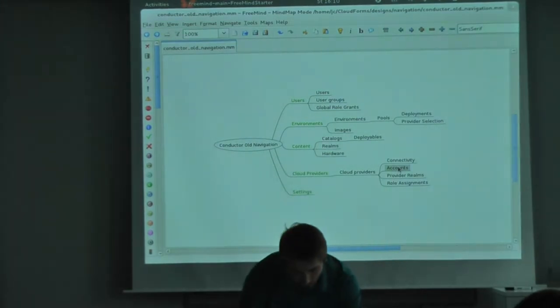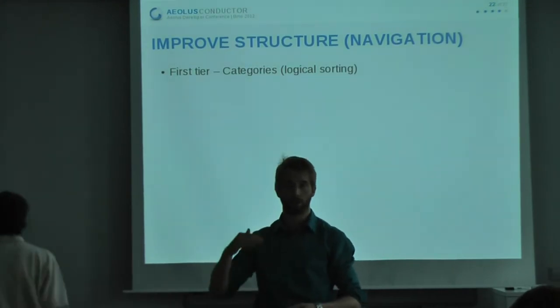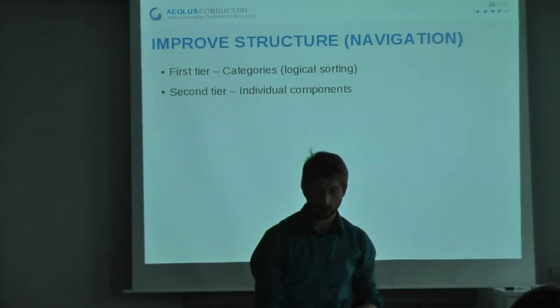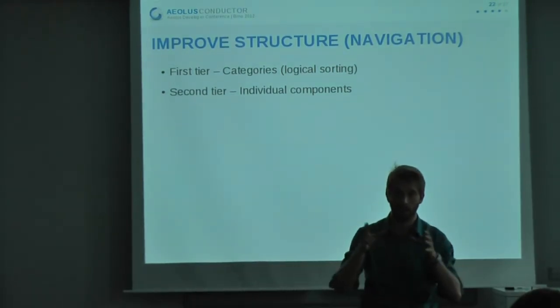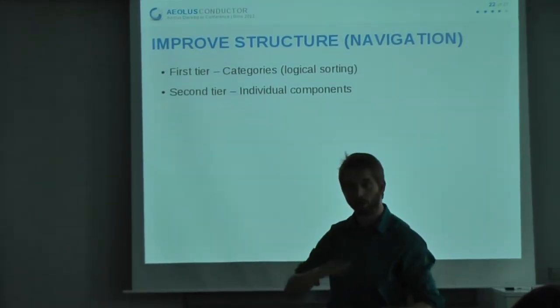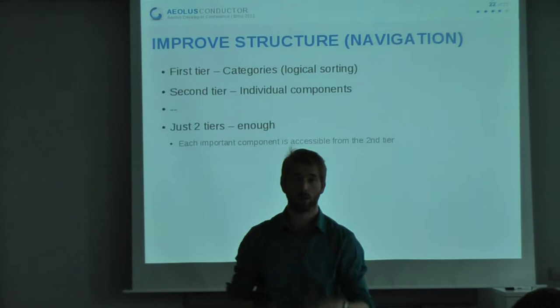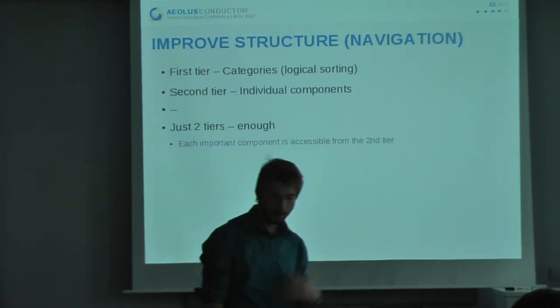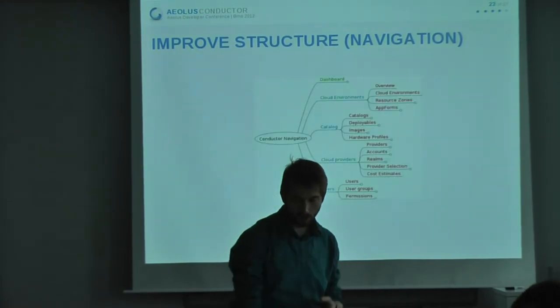Yeah. So what I think might help is that at the first tier, we have some categories, some logical structuring of the components. On the second tier, we have individual components, all of them. Everything I can manage will be on the second tier, and I don't have to go further to lower layers. Just a two-level tier, and each and every component is accessible through this tier. This is how I think it might look.